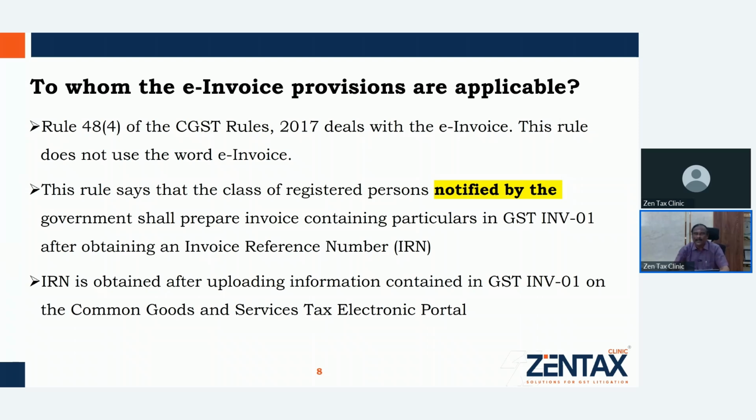We need not go through that because now all the software has incorporated it. But to understand the basics only, I am giving this. From 48(4), it should be notified. You have to get the IRN by uploading the details as per GST INV-01, and then you get the IRN, that is the invoice reference number. So this is the important aspect. Invoice reference number is the unique number given by the government to your invoice. So this is the IRN.